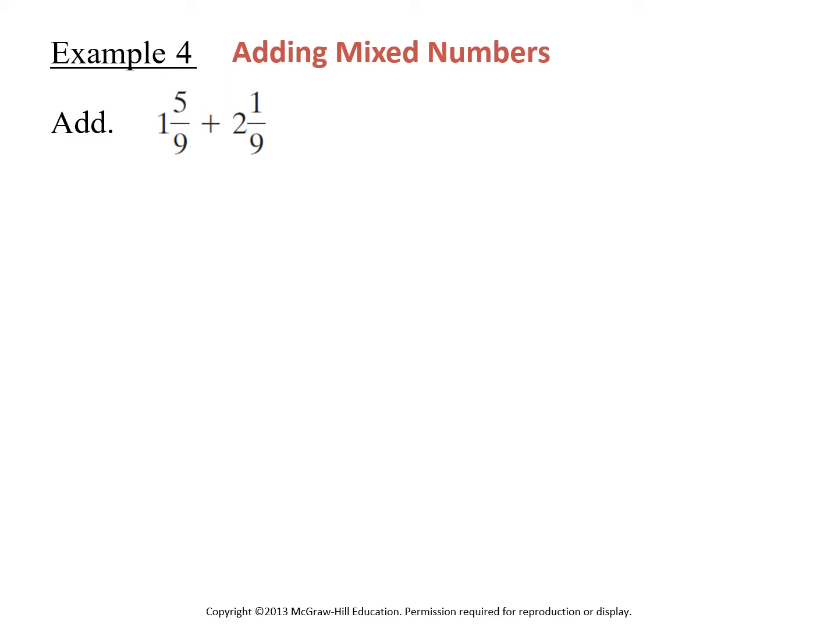So when I add mixed numbers, as long as they have common denominators with the fractions, we can add the whole numbers and add the fractions. 5/9 and 1/9 is 6/9. And then we'll just reduce 6/9 to 2/3.